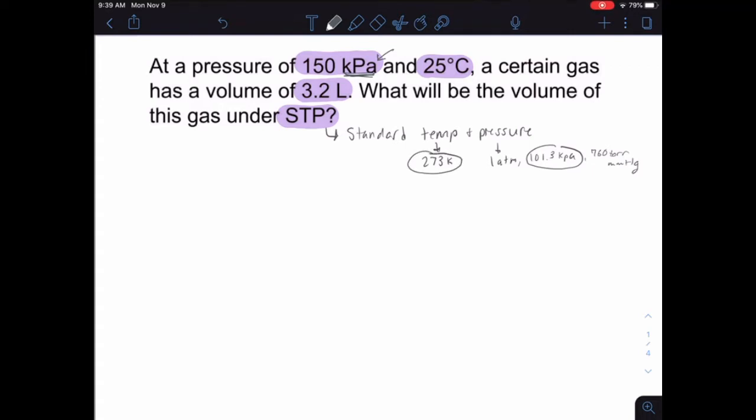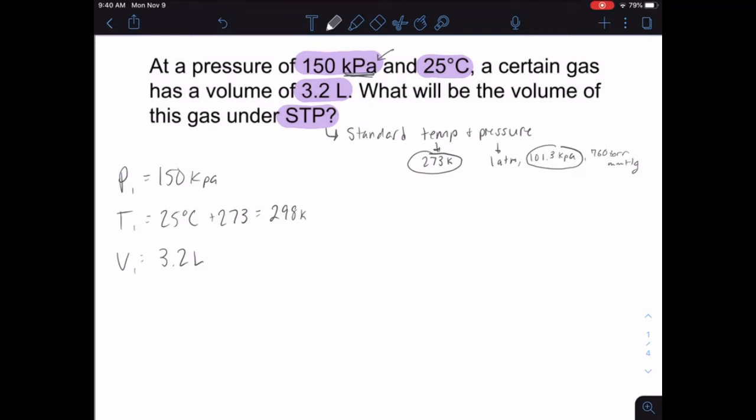So let's fill in the values that we know. We have a pressure of 150 kilopascals and a temperature of 25 degrees Celsius. I'm going to go ahead and convert that to Kelvin. And a volume of 3.2 liters. So it looks like all of those are our starting conditions. So I'm going to go ahead and label those as 1. And we want to know what will be the volume of this gas under STP.